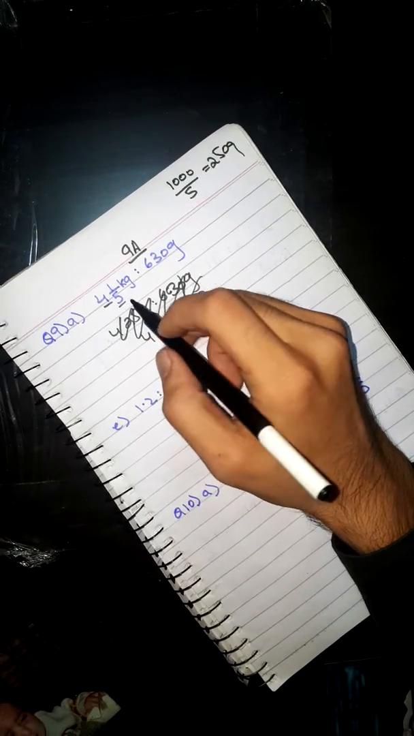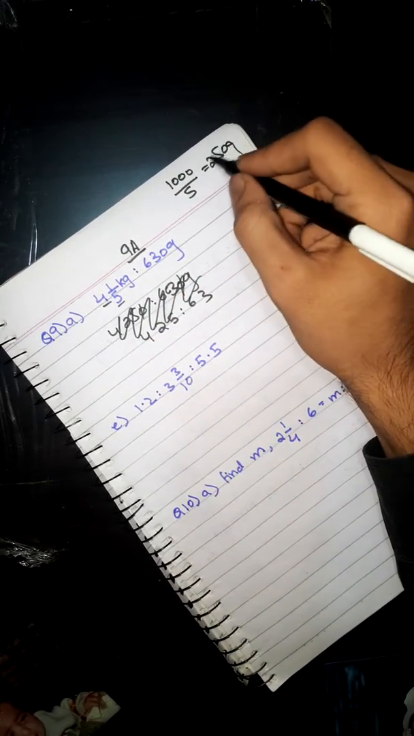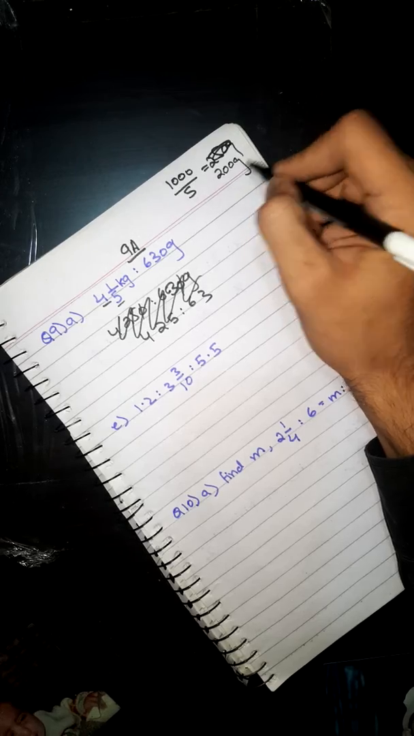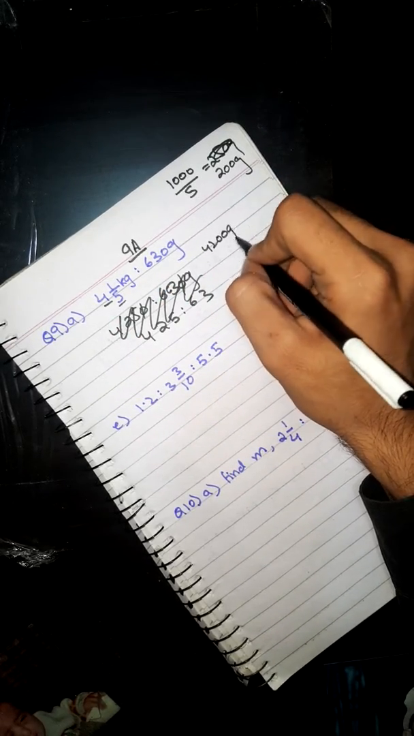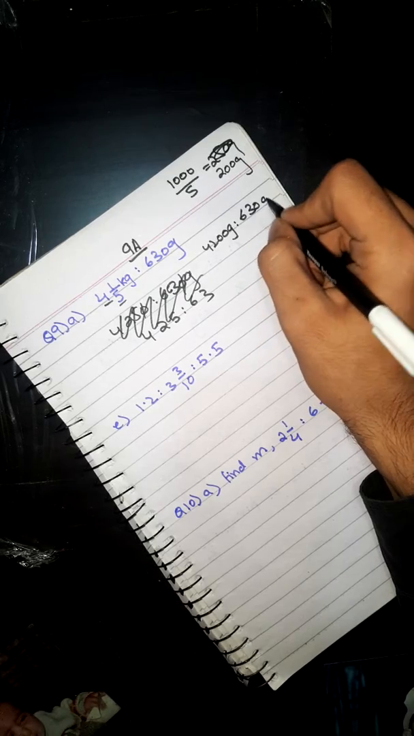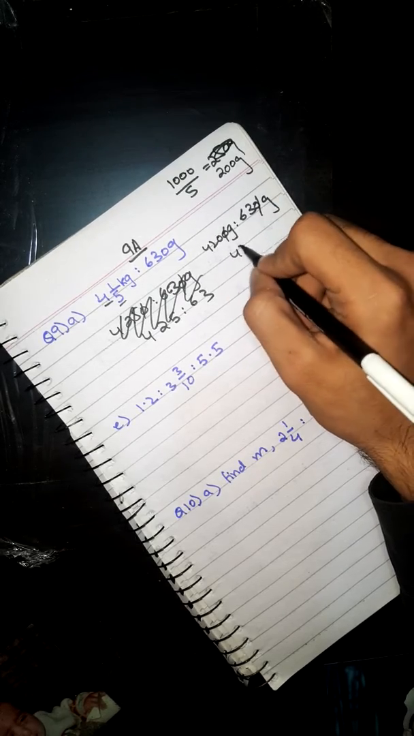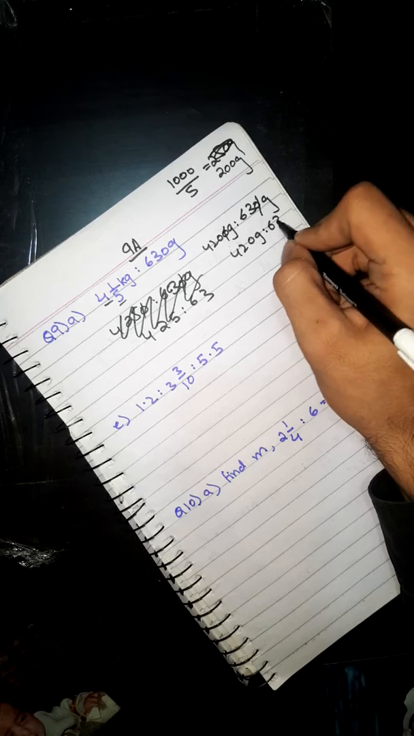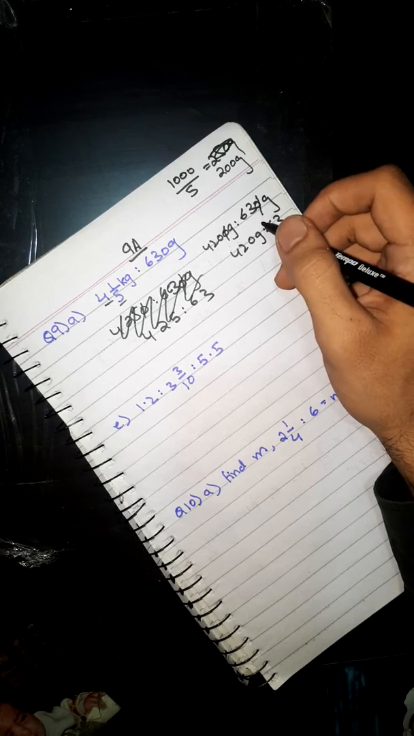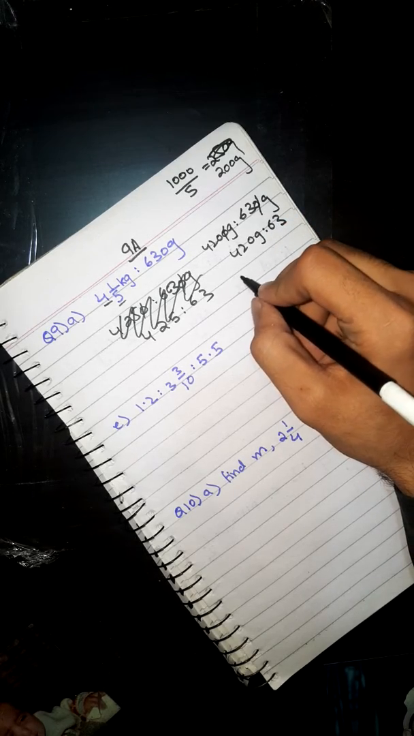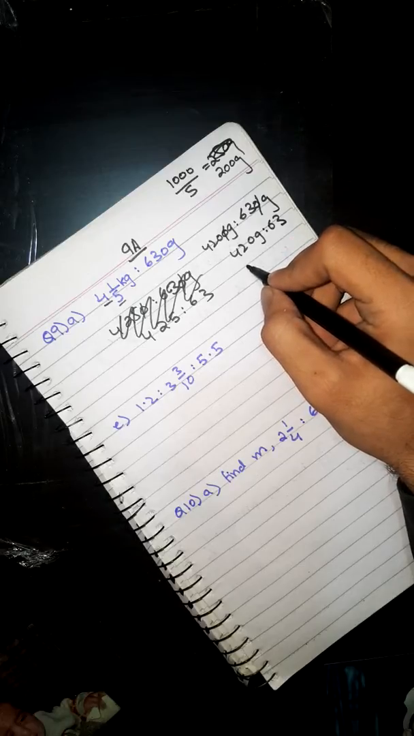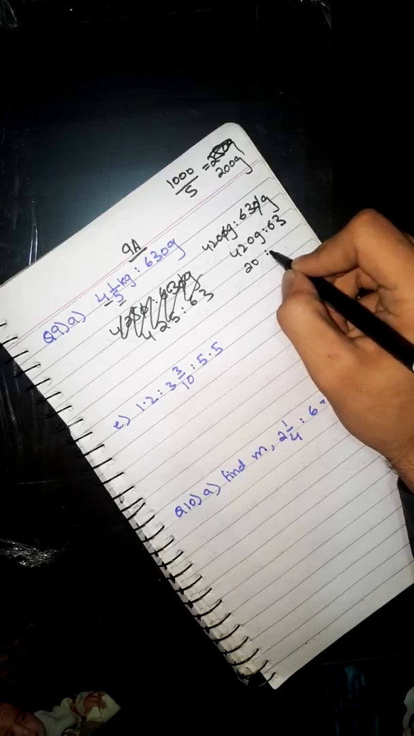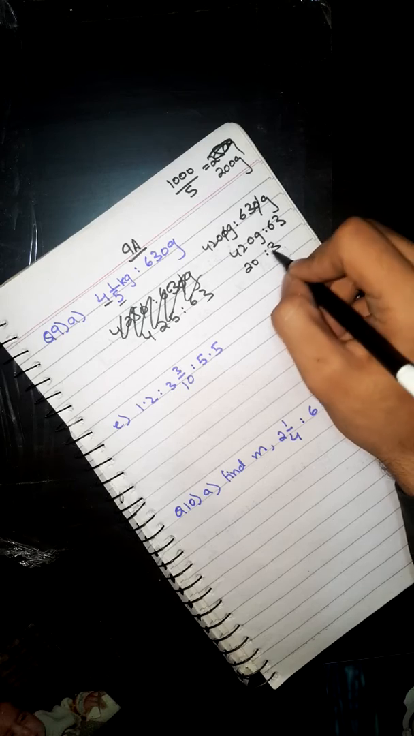4 whole 1 by 5 kg. So 1000 divided by 5 will be 200 grams. So 4 whole 1 by 5 means 4200 grams. Ratio 6, 30 grams. 0 will be cancelled, that will be 420 gram. Ratio 63. When we simplify it, it will come out to be almost 20 ratio 3.